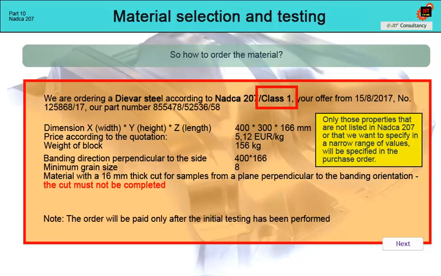On the basis of such an order, the steel supplier has an exact specification of what to find in stock, how to cut it from the mother block, or how to cut the coupon for impact tests. It also has a precise specification of block properties, including a narrowed band for the austenitic grain size. Other material properties are provided by reference to NADCA 207.